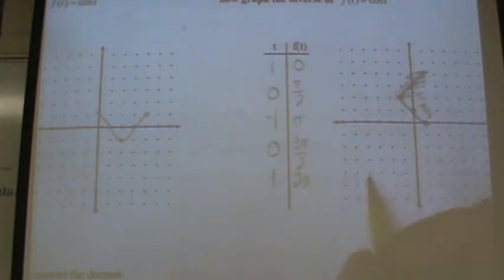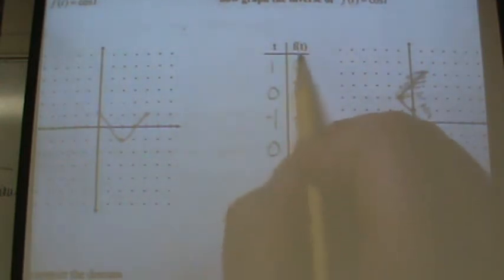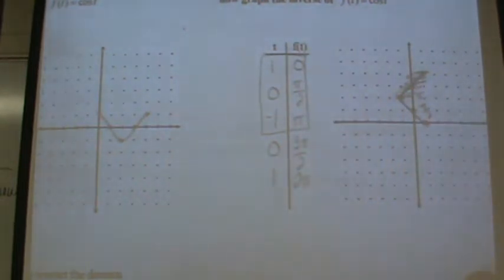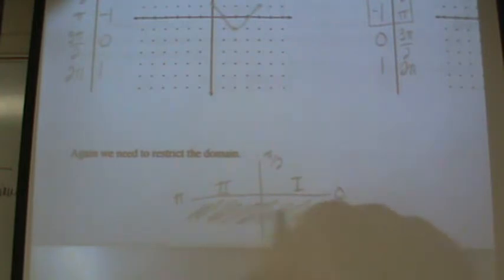So this time we're looking at this section. Again, we have to restrict the domain. This time we're only looking at the first quadrant and the second quadrant. We're not interested in anything below here. So we're looking at values from 0 to pi for cosine.